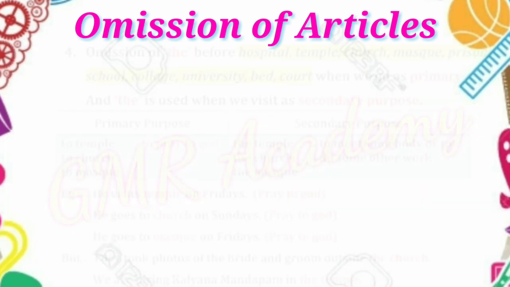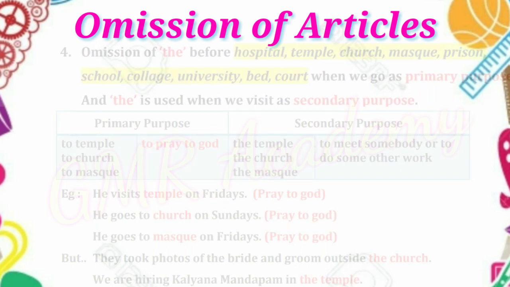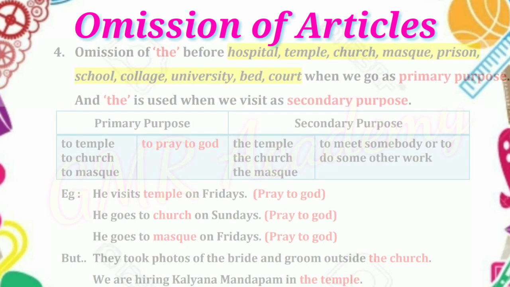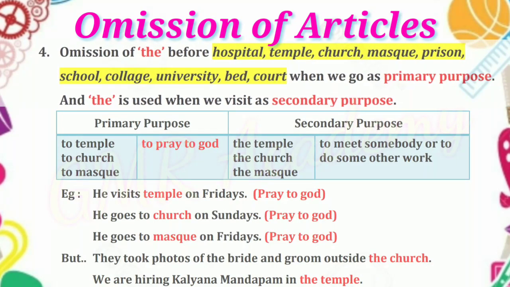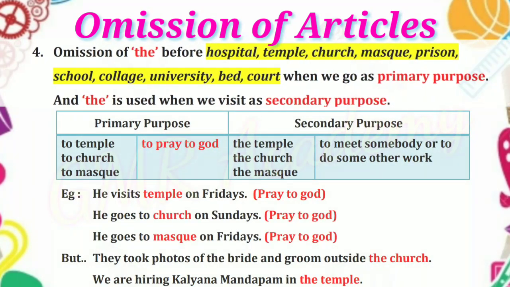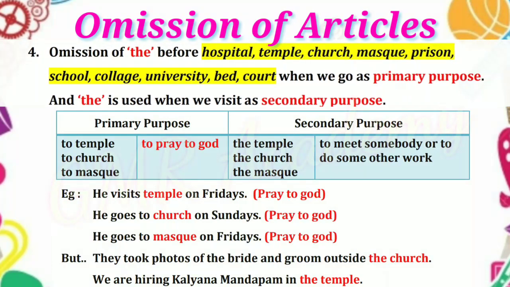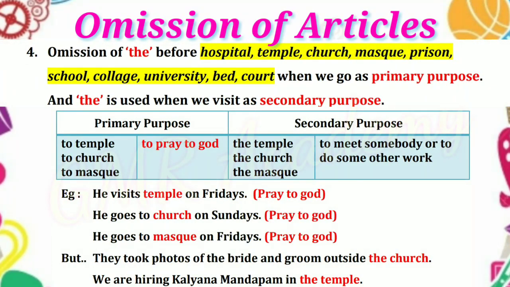Next example, temple, church, mosque. What is the primary purpose of temple, church and mosque? To pray to God. And what is the secondary purpose of temple, church, mosque? To meet somebody or to do some work. So here, primary purpose is to pray to God, so no article is used. In the secondary purpose, we should use the definite article "the".